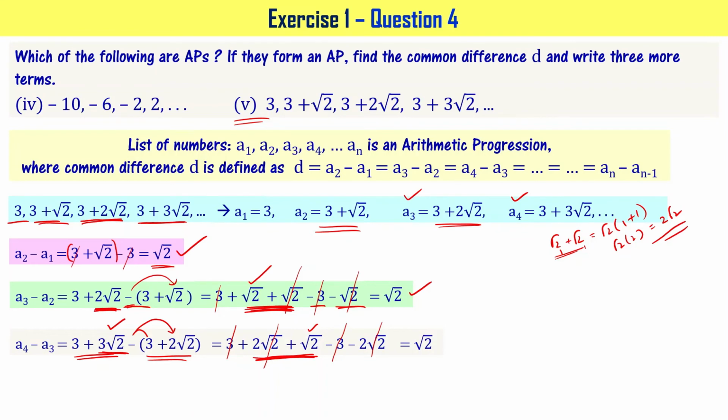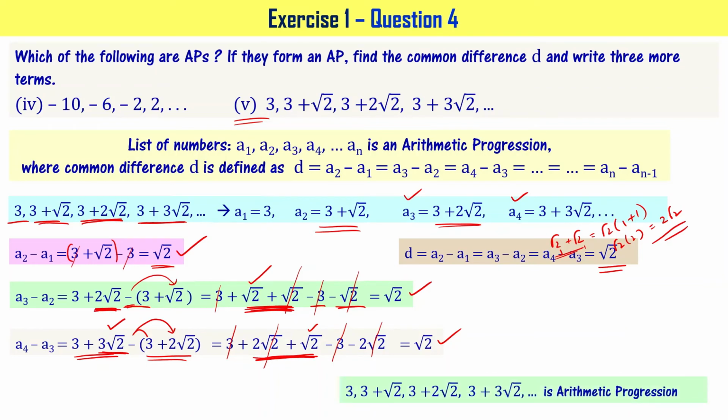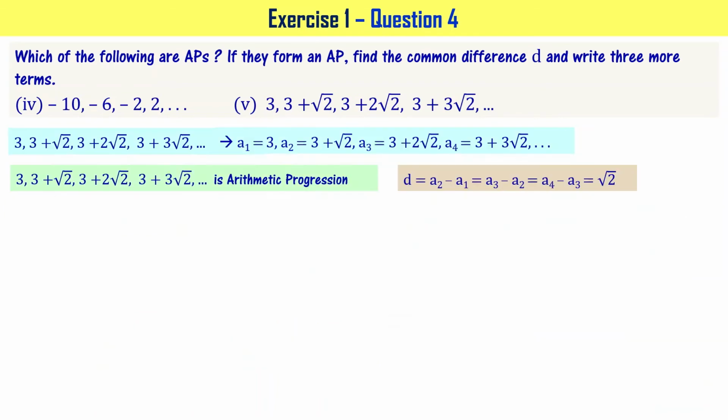So in all the cases, you got the difference as root 2 only, right? That is the common difference. You got it? The common difference is root 2. Since you have the difference as a fixed number, you can say that the given list of numbers is an arithmetic progression. Understood? If it is an arithmetic progression, we have to write few more terms, right?